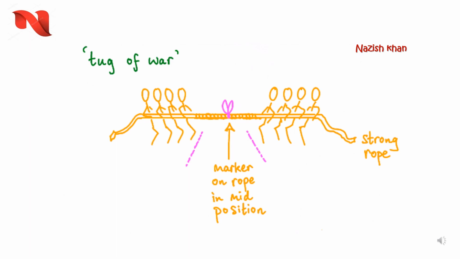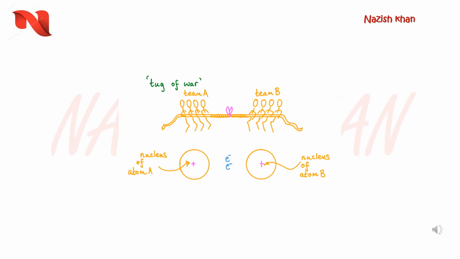We can imagine the attraction between the shared pair of electrons and the nucleus of each atom in a covalent bond as being similar to a tug-of-war. In a tug-of-war, two teams pull on opposite ends of a strong rope with a marker tied in the middle. The team with the biggest pulling power or traction wins by pulling the rope marker over a line on the ground first. Of course, covalent bonds do not involve pieces of rope and teams of people.